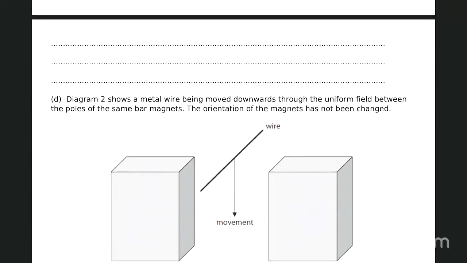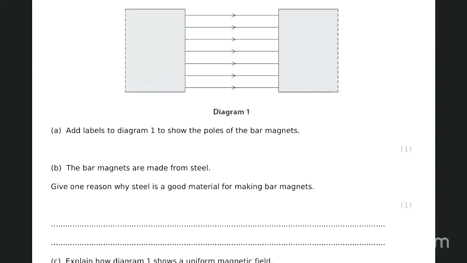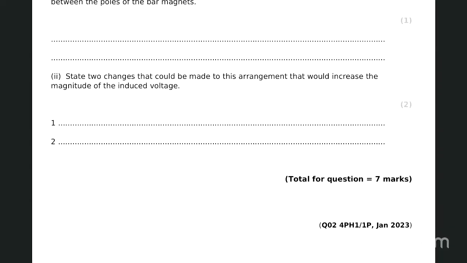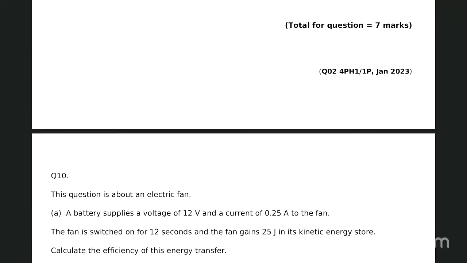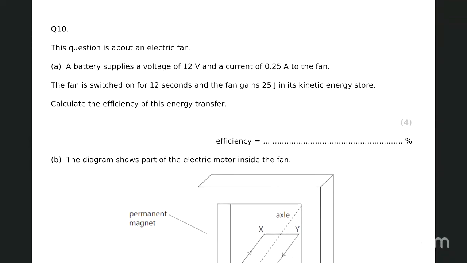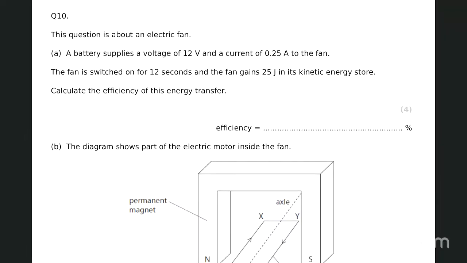Right. Then, uniform magnetic field lines. Question 9, no need of discussing it. Again, a theory question, but a recent question paper, from 2023 January.